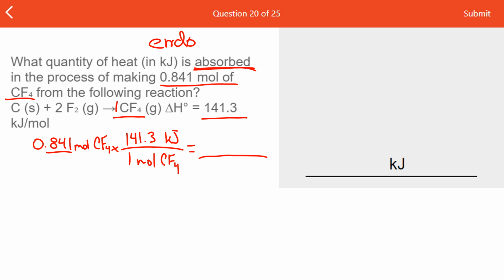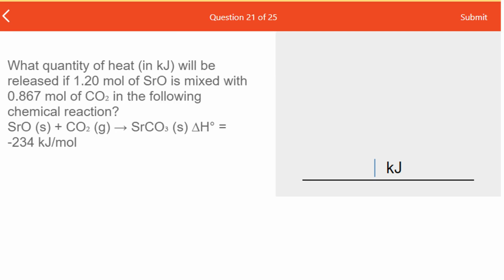So kind of pay attention to that. Again, make sure that you use your number from active and not my number. If you want to do it on the notes, or if you just want to check, I got 119 kilojoules because it was like 118.7 or something like that. All right.